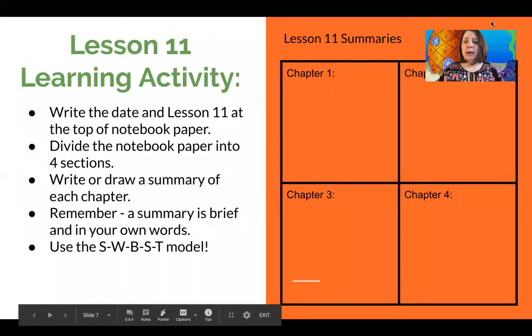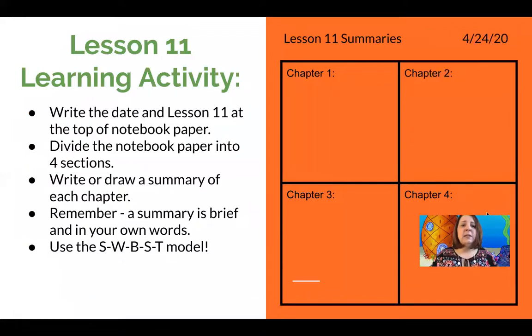So I'm going to move my video down here. So this is the lesson 11 learning activities. All right. So we're going to write the date and lesson 11 at the top of our notebook paper, just like I have in this example. And you're going to write or draw a summary of each chapter. Think about what your strength is and what you feel like doing today. And you know what? It's completely okay with me if you want to draw some of them and write some of them. Do a mixture. Remember, a summary is brief and in your own words if you're doing the writing part. And use the SWBST model. That song's probably stuck in your head. I know it was stuck in mine.